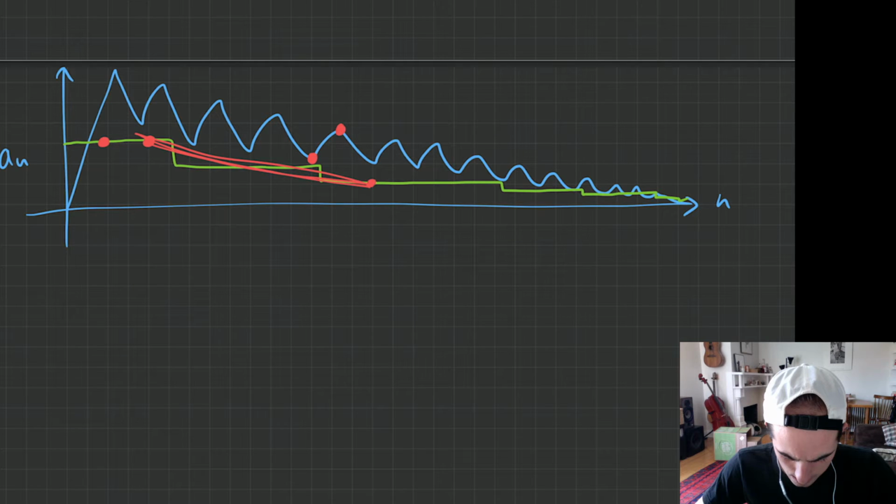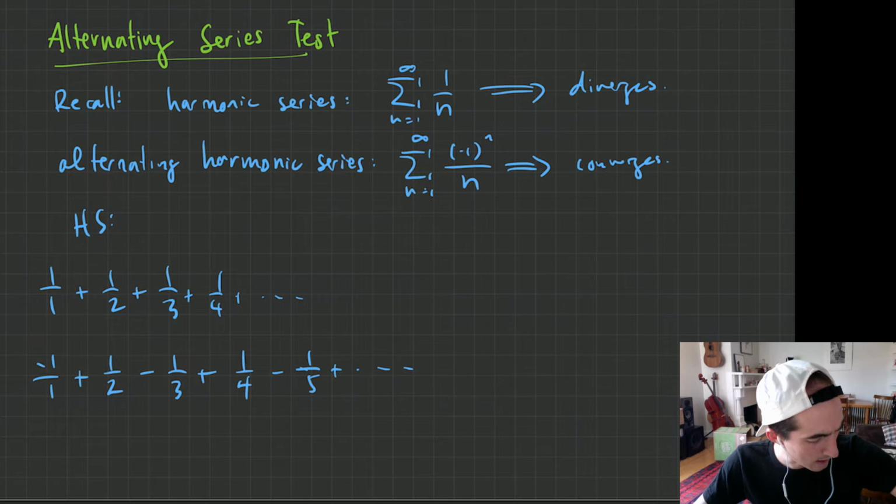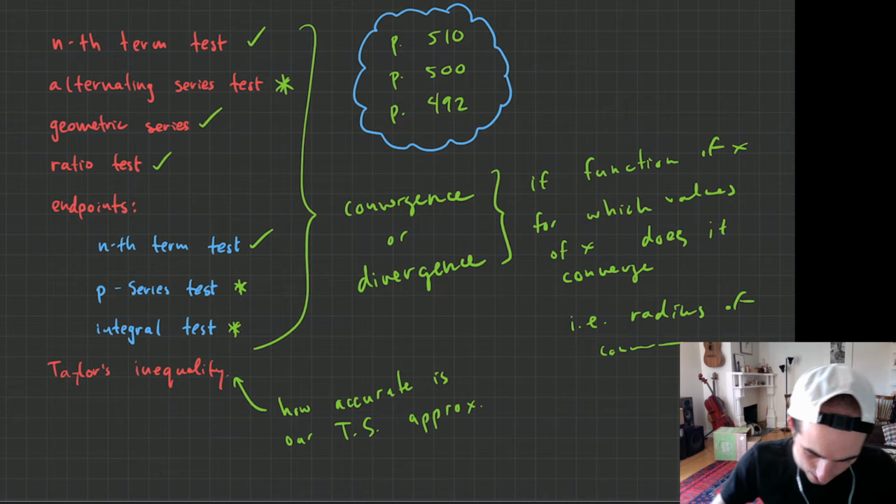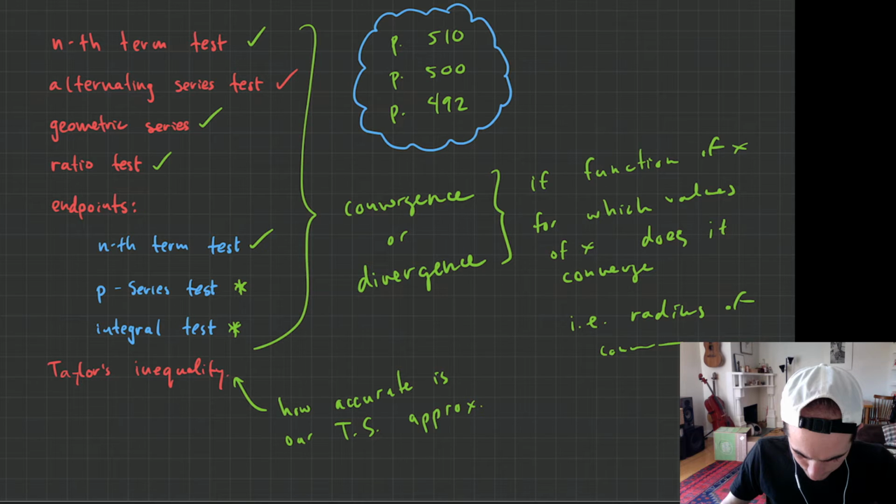So that's the alternating series test, and we can do some examples in a minute. What time do we? Okay, so we've got 15 minutes left. So I'm going to give us a check for that one. We've done geometric, ratio, when we test the endpoints.